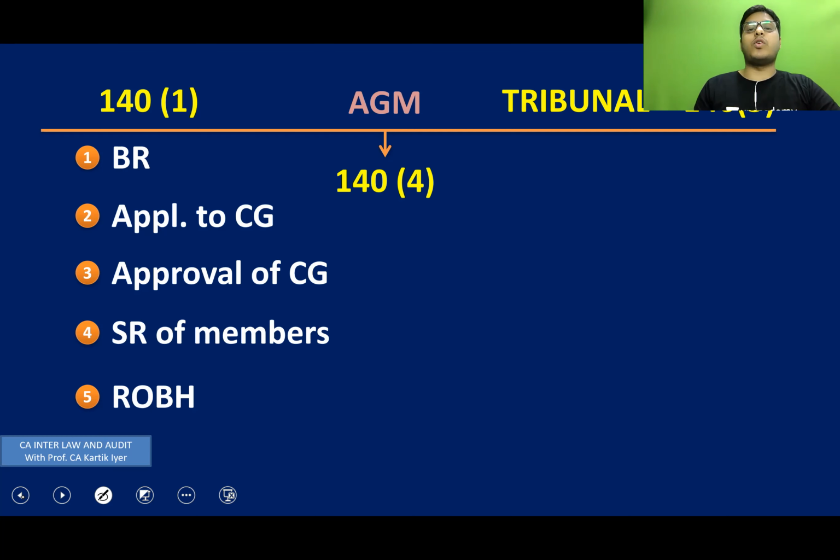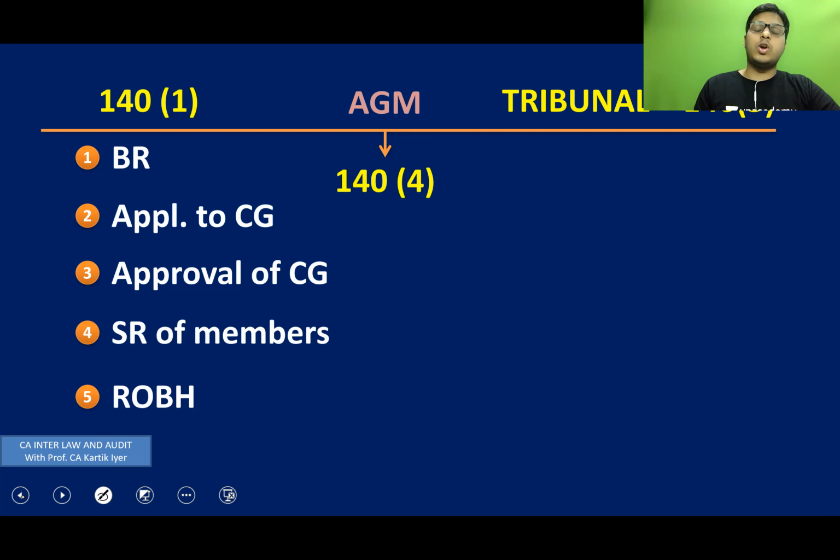Next is in relation to 140, subsection 4. What happens? We are going to appoint an auditor other than the retiring auditor, meaning the auditor who has completed his tenure, we are not going to reappoint him. We are going to go with some other auditor. First of all, a special notice will be sent to the company. Some members will send a special notice to the company. The company will forward a copy of the special notice to the auditor.